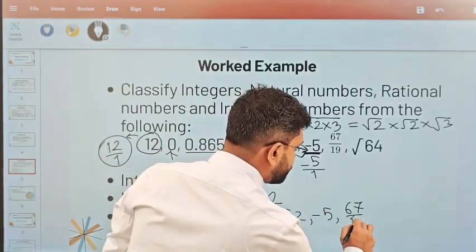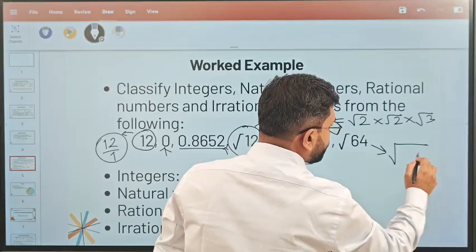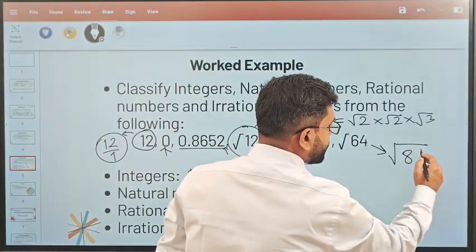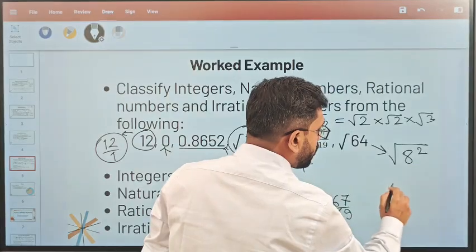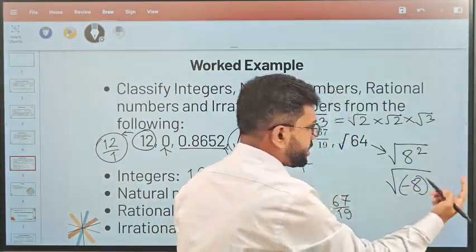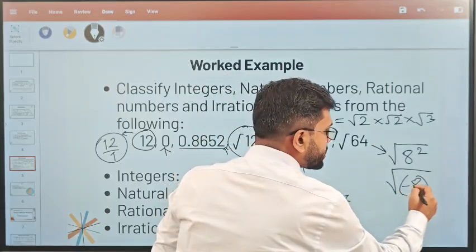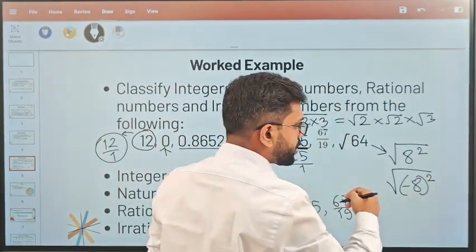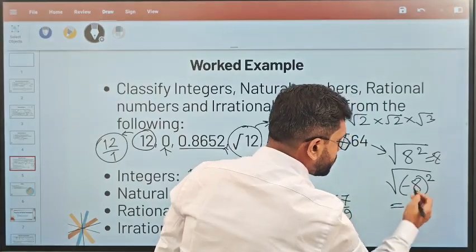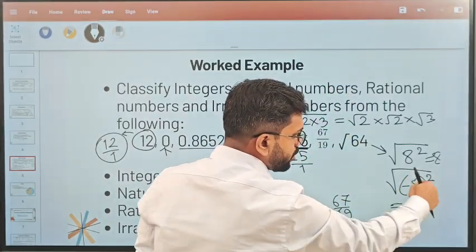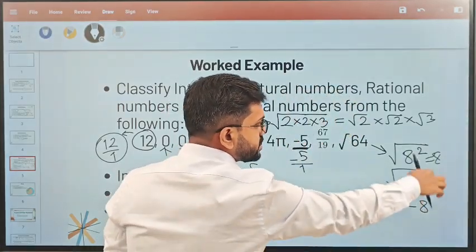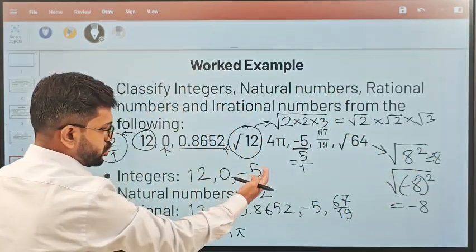Square root of 64. 8 8s are 64, so 8 times 8, it can be written as 8 square. Or we can say that negative 8 times negative 8 is also positive 64. So we can say negative 8 whole square. So positive 8 here. And for this one, square root and square get cancelled out, negative 8 whole square. So you get negative 8 here. So this can be considered as an integer.